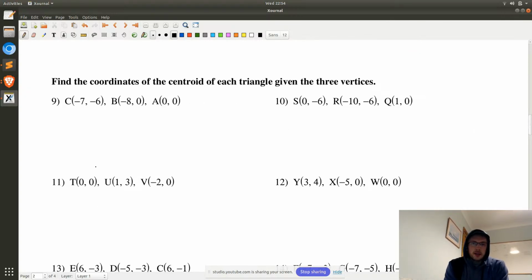And now we're given the triangle, but we're only given the vertices of the triangle. So the sum of the x-coordinates is -15. Divide that by 3, you get -5. The sum of the y-coordinates is -6. Divide that by 3, you get -2. The sum of the x-coordinates is -9, which divided by 3 is -3. And the sum of the y-coordinates is -12. Divide that by 3, you get -4.